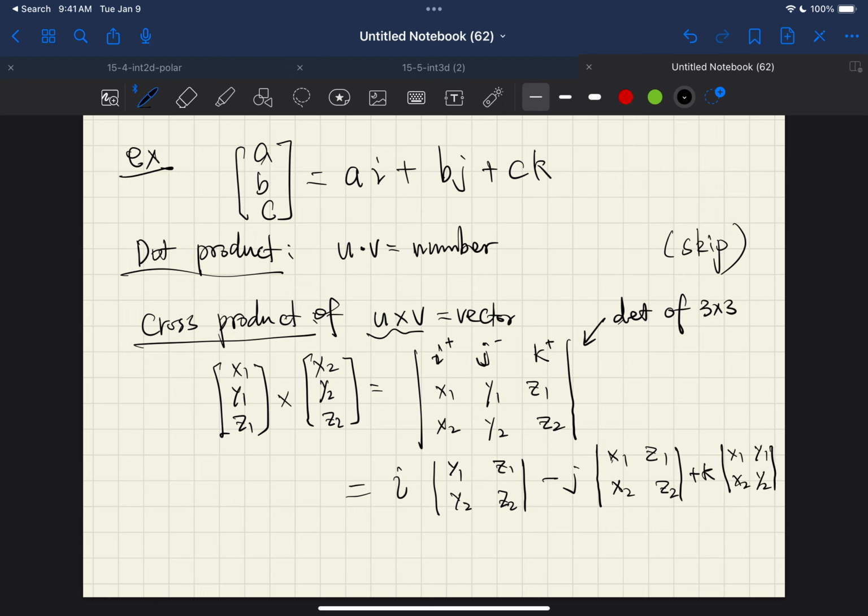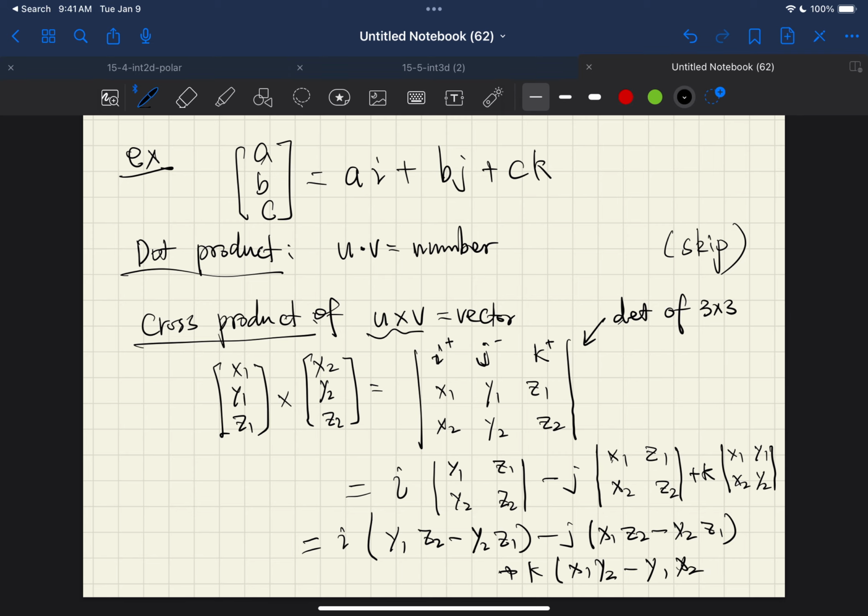And the determinant of a 2 by 2 matrix is straightforward. So (y1 z2 minus y2 z1) i, minus (x1 z2 minus x2 z1) j, plus (x1 y2 minus y1 x2) k. So this is the formula for the cross product.